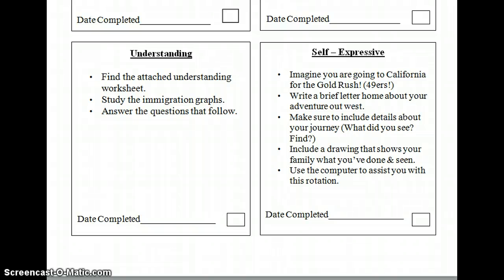Remember, ask three before you ask me. There's about 20 other students in the class, so if you have a question, ask them. If they don't have the answers to your question, then you come to me quietly while I'm doing guided reading. Most importantly, remember, learn and have fun.